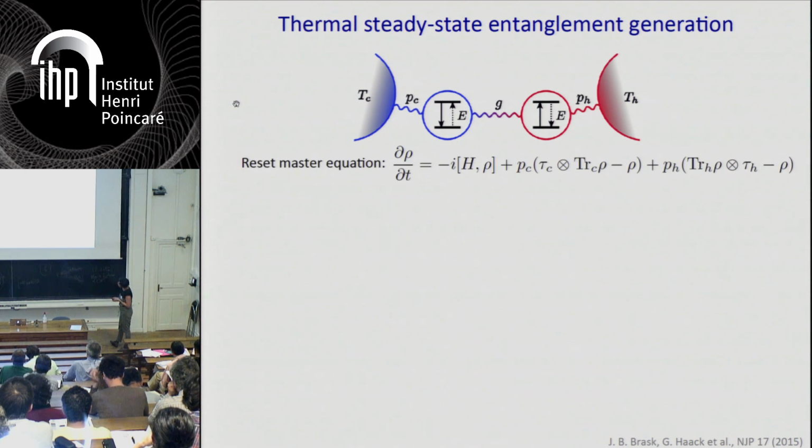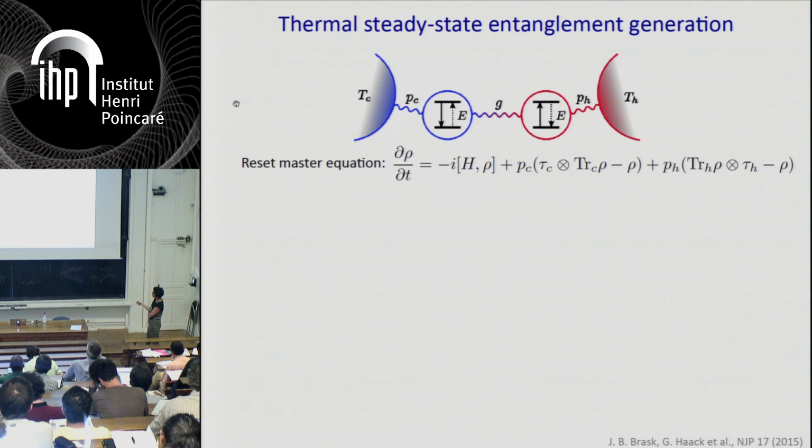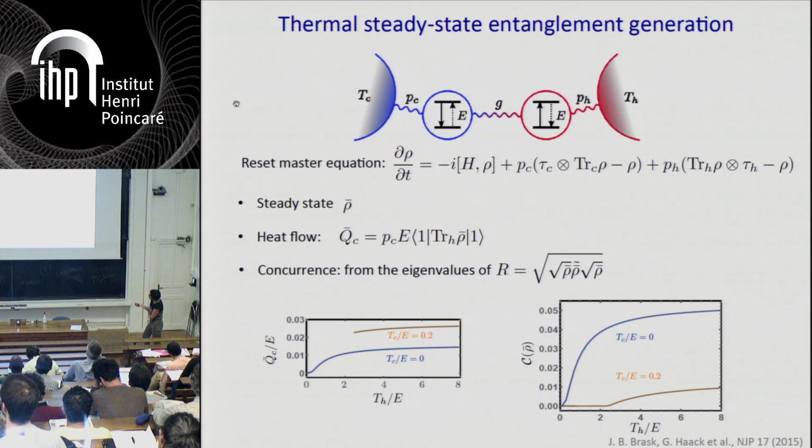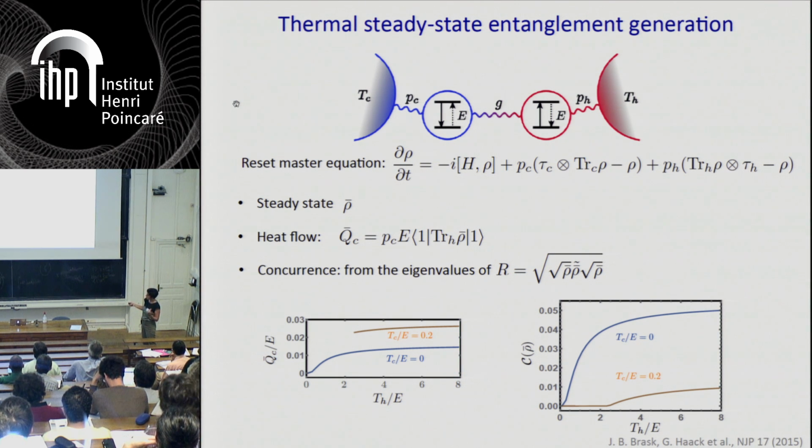So now, from this reset master equation, here I just show you what we compute, okay? Then I will show you some plots and what's the physics that takes place in those systems. So that's the master equation. From this reset master equation, you can compute the steady state of your 2 qubits. From the steady state, we compute the heat flow. So the heat flow, for instance to the cold bath, depends on the coupling probability to the cold bath, on the energy of your system, and on the population of the excited state.